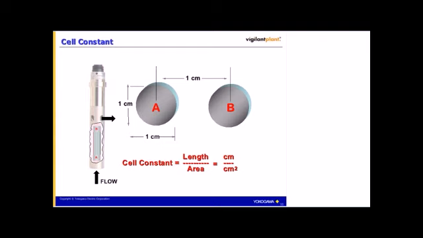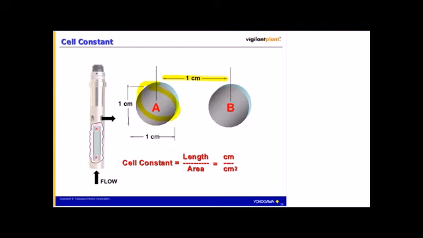The basic probe constant of 1.0 is defined as two 1-centimeter electrodes separated by a distance of 1 centimeter, as shown in the slide. The cell constant is calculated by dividing the distance, the length between the two measuring plates, by the area of the plates. Now remember, we're measuring the current between these plates, so we want to keep that current at a level where the analyzer can measure it most effectively.